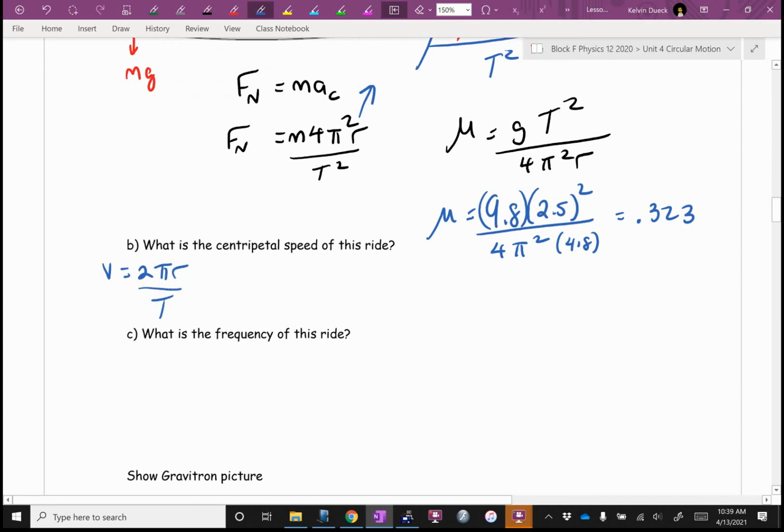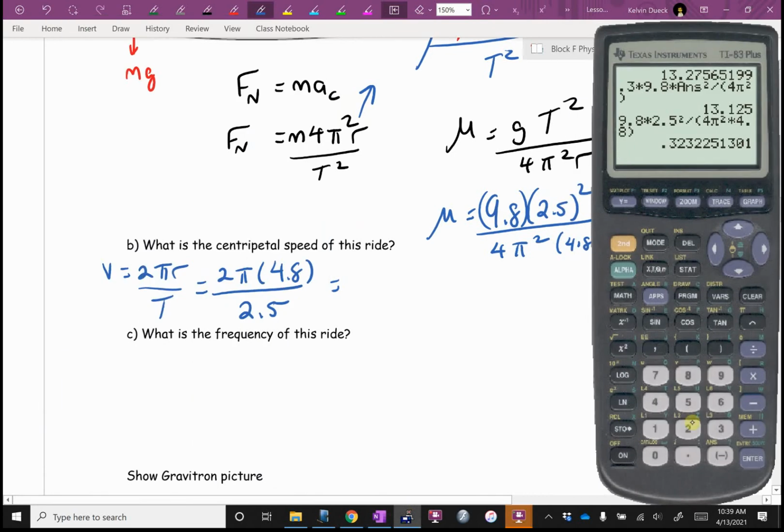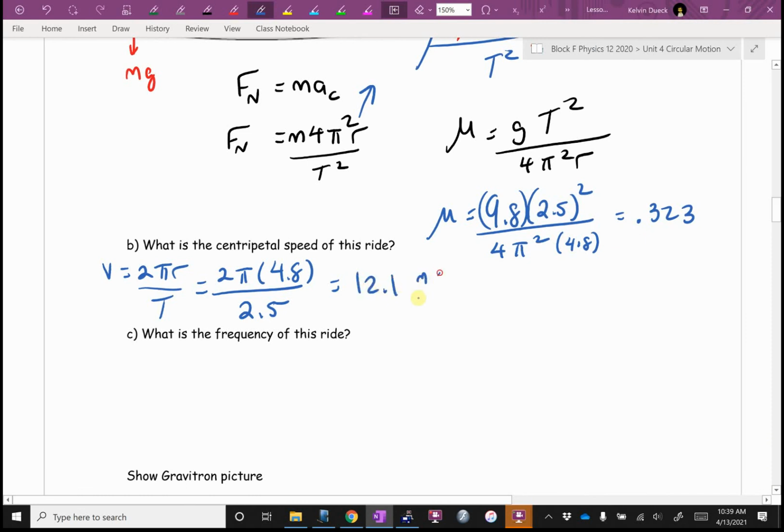Did they give me the radius? Did they give me the period? How fast are we moving around on the outside of this circle? 2 pi, 4.8, divided by 2.5. We're moving at 12.1 meters per second. Okay.